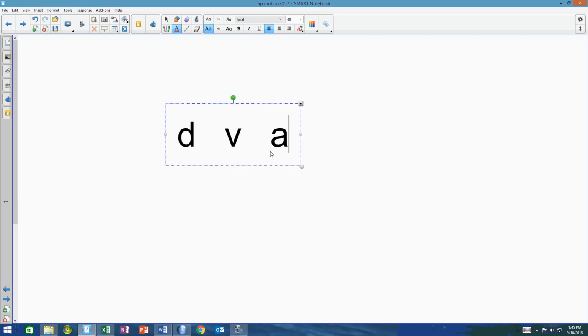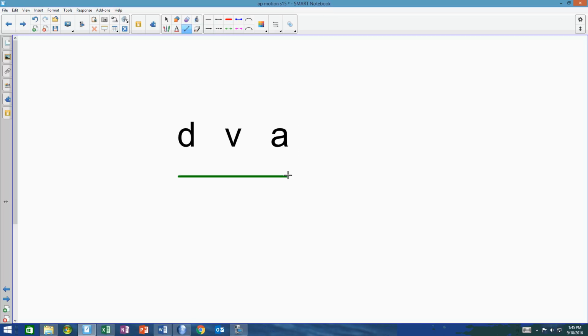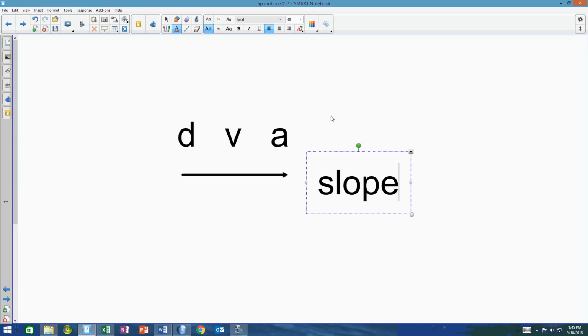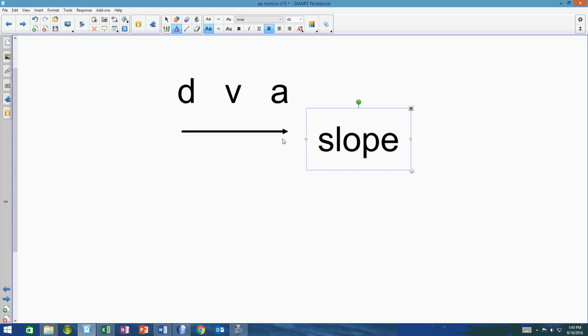So let's summarize this. I always call this the DVA rule. So you take D, V, A, okay? If you have DVA and you go this way, you're finding the slope. So if I take the slope of the position time graph, I get the velocity. If I take the slope of the velocity time graph, I get the acceleration.